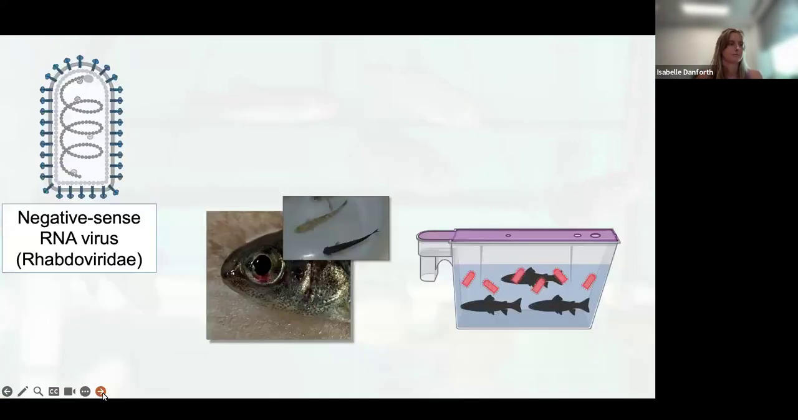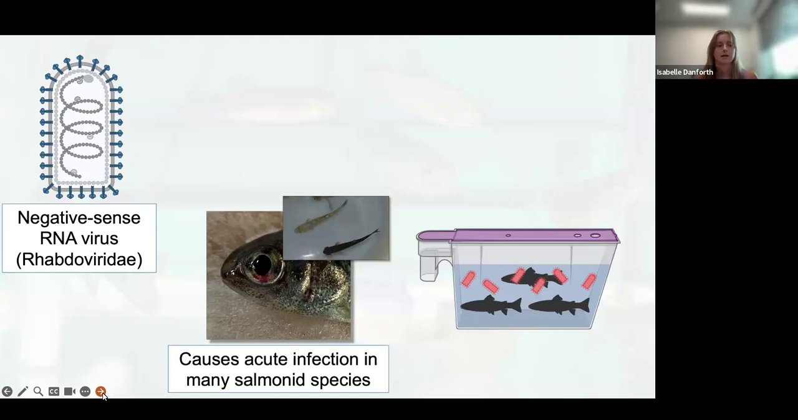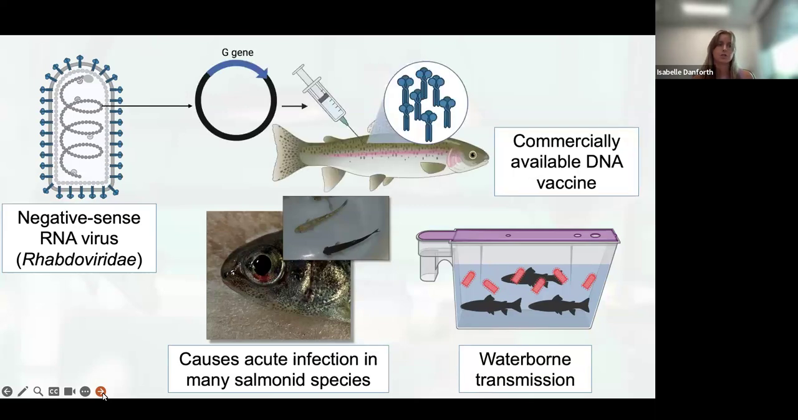As a quick refresher, IHNV is a negative-sense RNA virus in the family Rhabdoviridae. It causes an acute infection in many salmonid species, where mortality in juveniles and fry can actually exceed 90% in some cases. And it's transmitted through the water, where it causes really rapid outbreaks in high-density aquaculture environments.